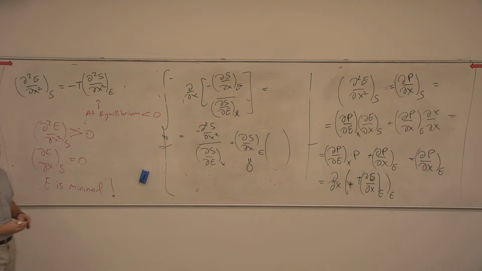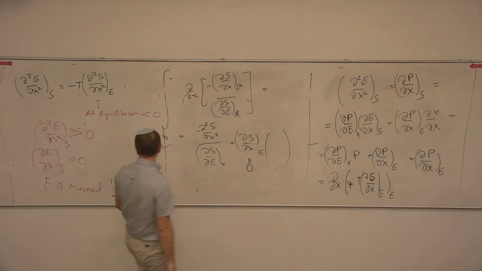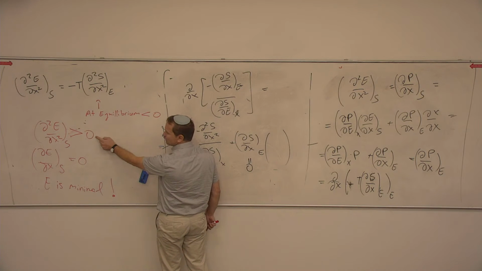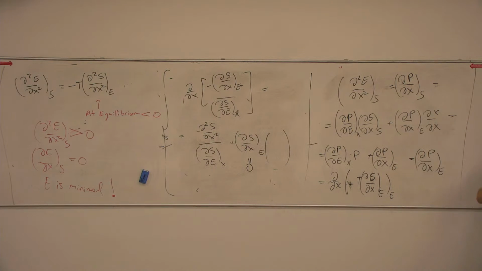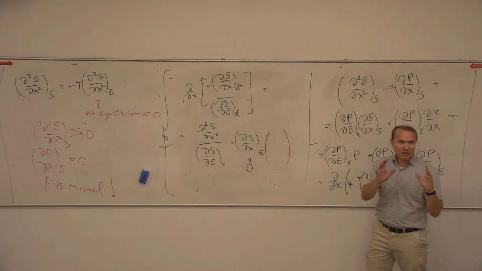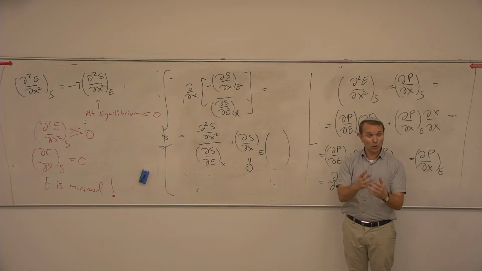Okay? We proved it. So we first proved that the first derivative is 0, then we took the second derivative and we proved that it is positive. So this is an extremal point, and then we showed that this point is minimal.